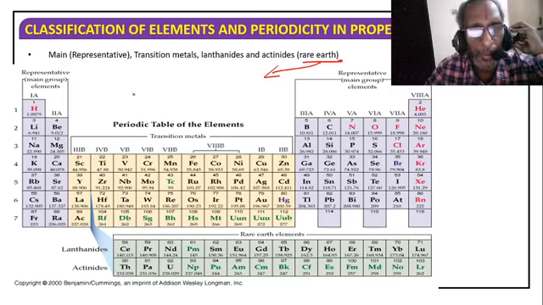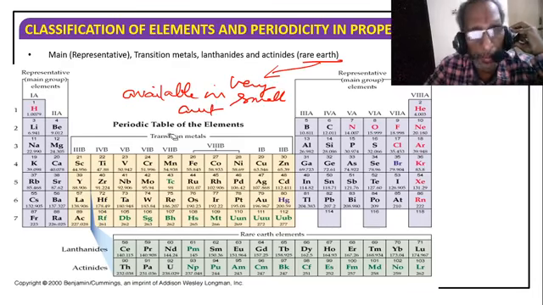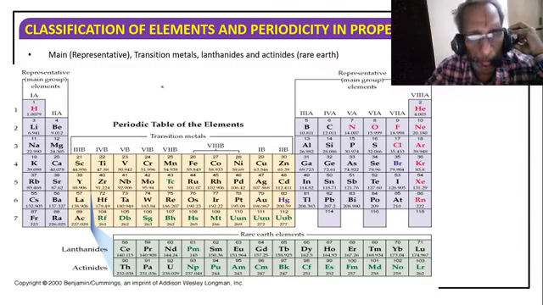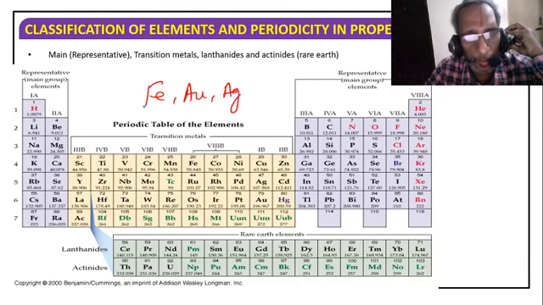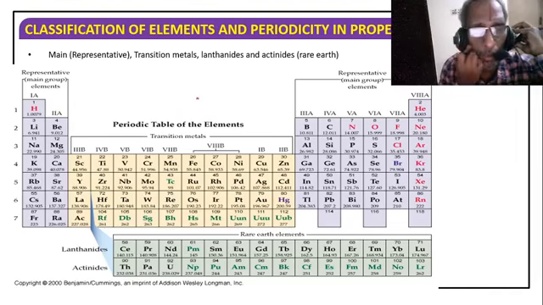What is meant by rare earth? They are available in very small amounts in the earth's crust. Rarely available, that is called rare earth metal. For example, for our commercial sake, iron, tin, these are not rare earths. They are reasonable. But gold, platinum, silver are rare earth metals compared to iron. So rare earth means not easily available, or the cost is very high.